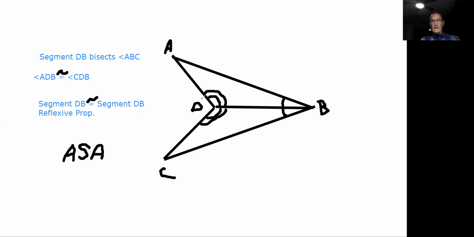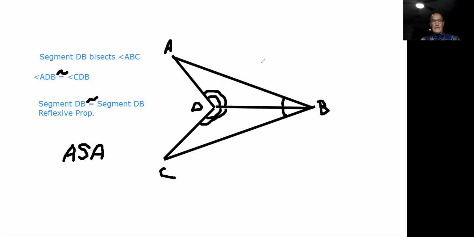It kind of looks like what I always think about. It looks like a barbell where you have a set of weights on this end, and a set of weights on this end, and a segment in the middle. So that is an example of a situation where you would use the angle side angle method of proving two triangles congruent.